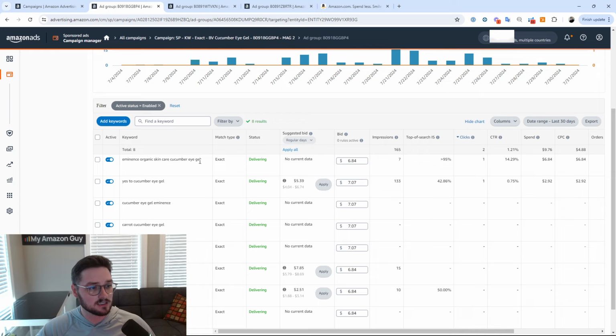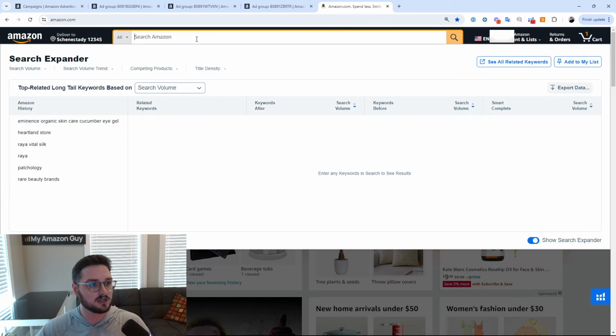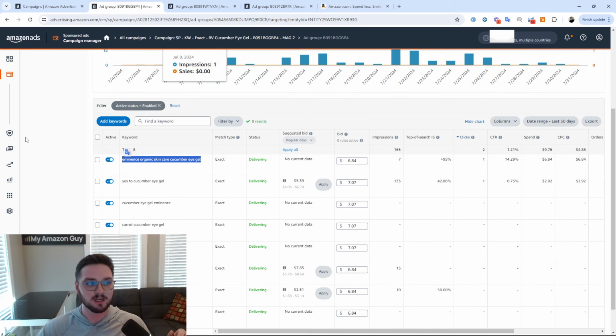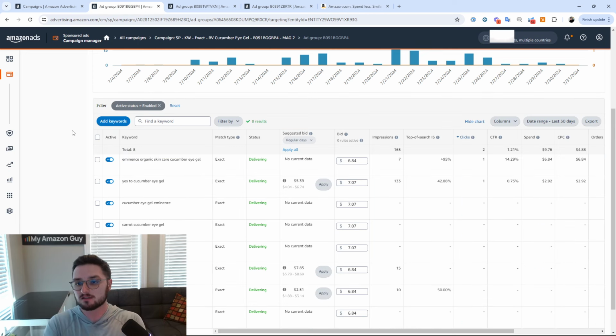So if we, for instance, take this keyword here and we copy that, we come on over to Amazon, we'll just type that in real quick. You can see from a Helium perspective, for the actual search volume, we have no search volume. We have a lot of competing products for it, but no search volume whatsoever. So from that perspective, this keyword that we're actually trying to hit on has no search volume. So that is why we're not getting any impressions. So search volume is very, very important. And you can very easily distinguish that a lot of times when you are looking at that suggested bid.